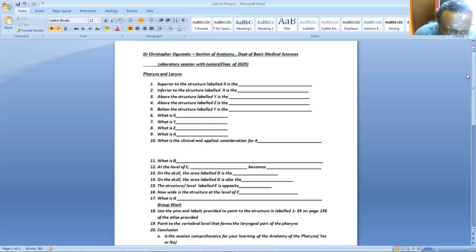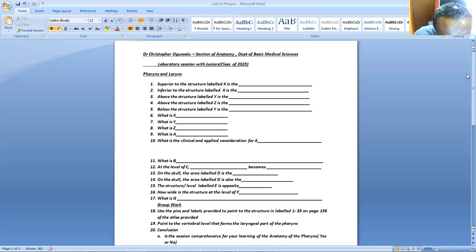Now, on the same skull that I have depicted C, the area labeled D is the body of the sphenoid bone and the basilar part of the occipital bone. And then the question number 14, on the skull, the area labeled D is also called, now the area labeled D is the lower border of the cricoid cartilage, but that is not using the skull, all right?